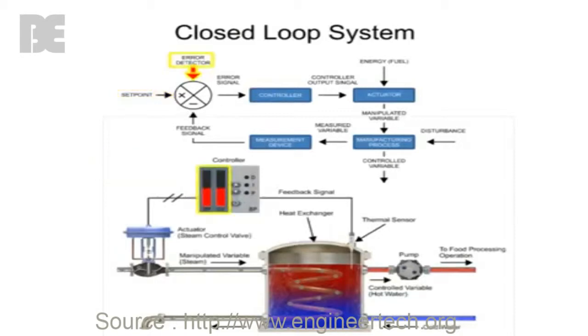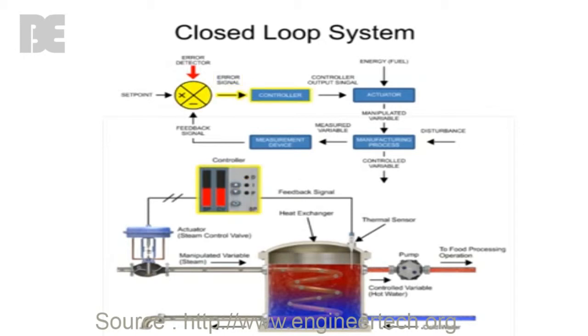Error detector compares the set point to the feedback signal and produces an output proportional to the difference between them. Error signal is the output of the error detector. If the feedback signal and set point are equal, the error signal is 0.